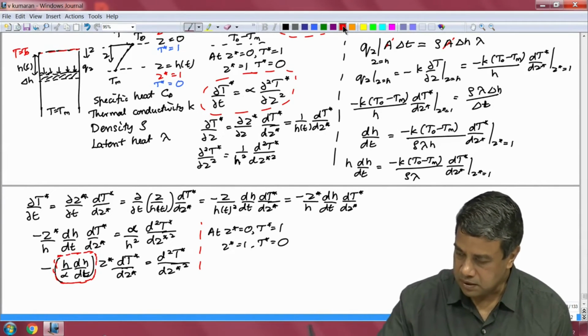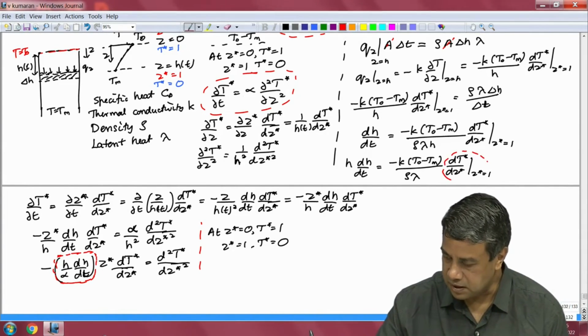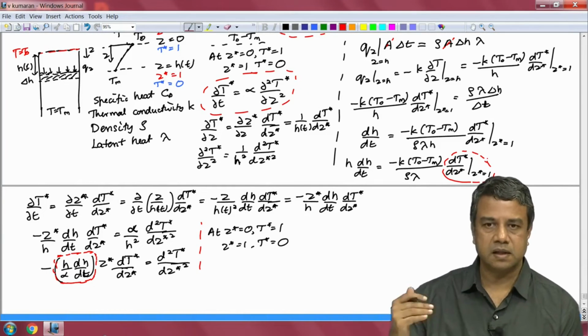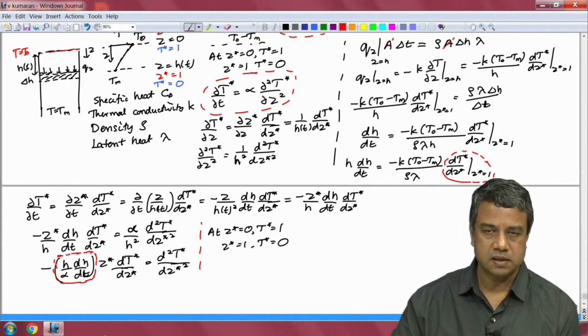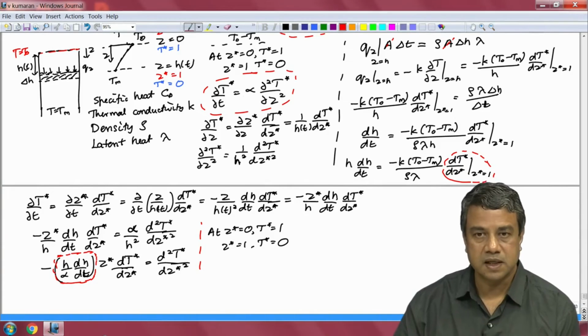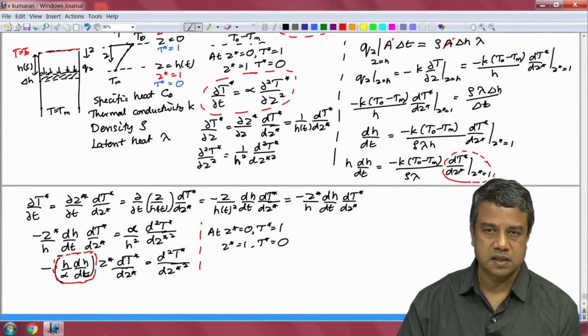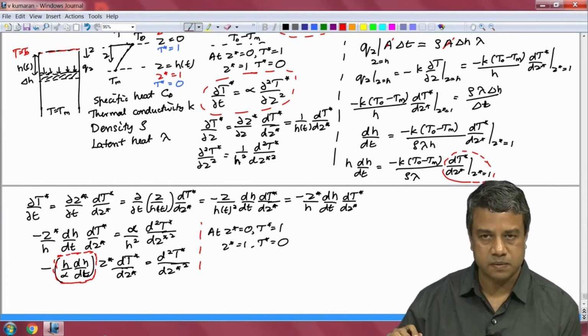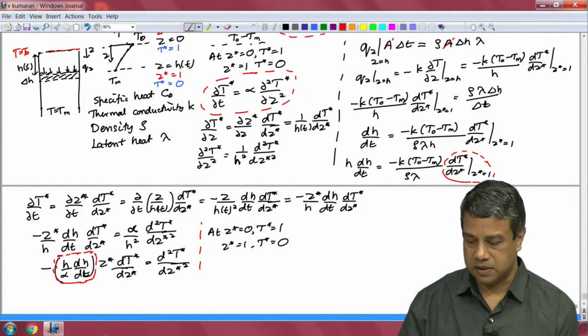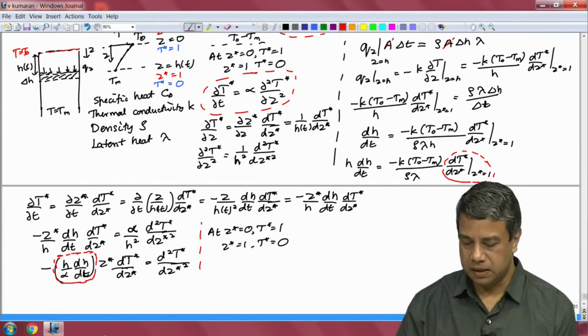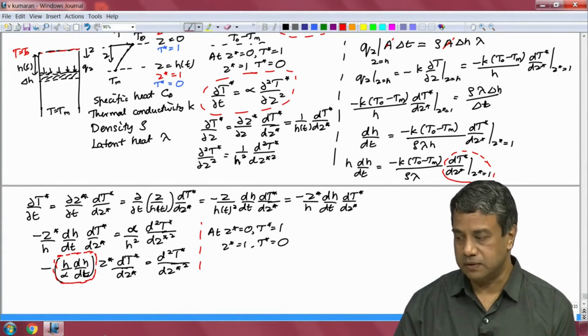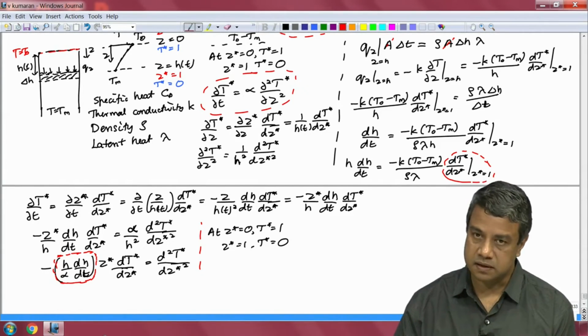Note that this derivative is at the interface between the molten and the solid material, so it has a fixed value. If T star is a unique function of z star, then dT by dz has to be equal to a fixed value at that interface. We do not yet know what that value is, but it is a constant. It is not a function of z or z star.